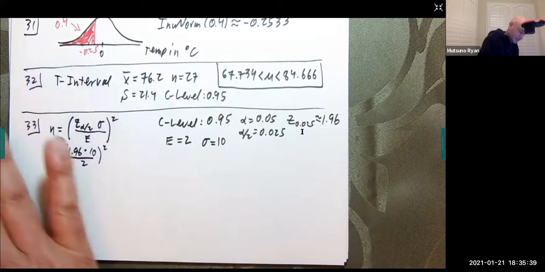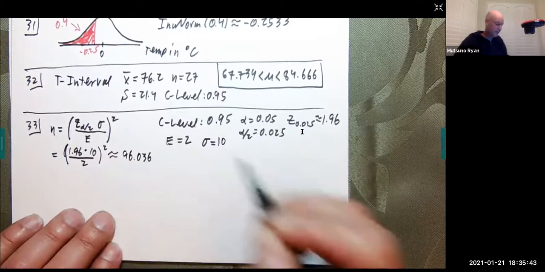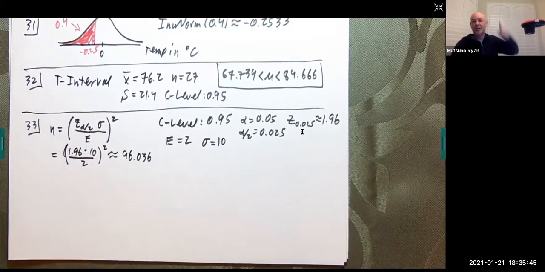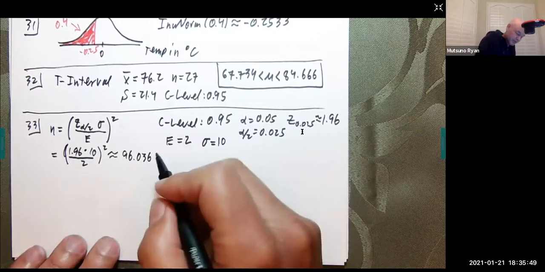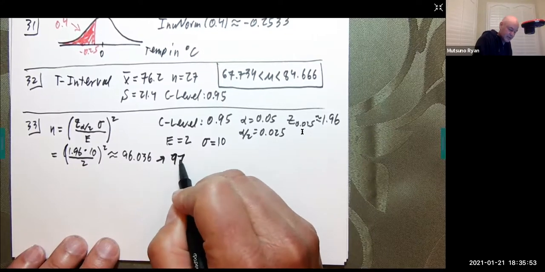So this gives us about 96.036. Now, remember, no matter what, we always round up. We want to make sure we have at least the number of people that we need. So this rounds up to 97 students.